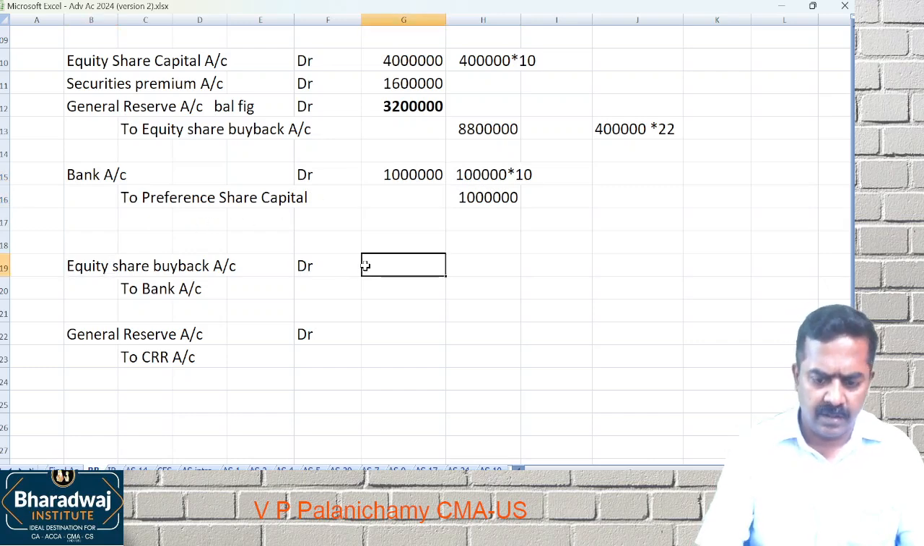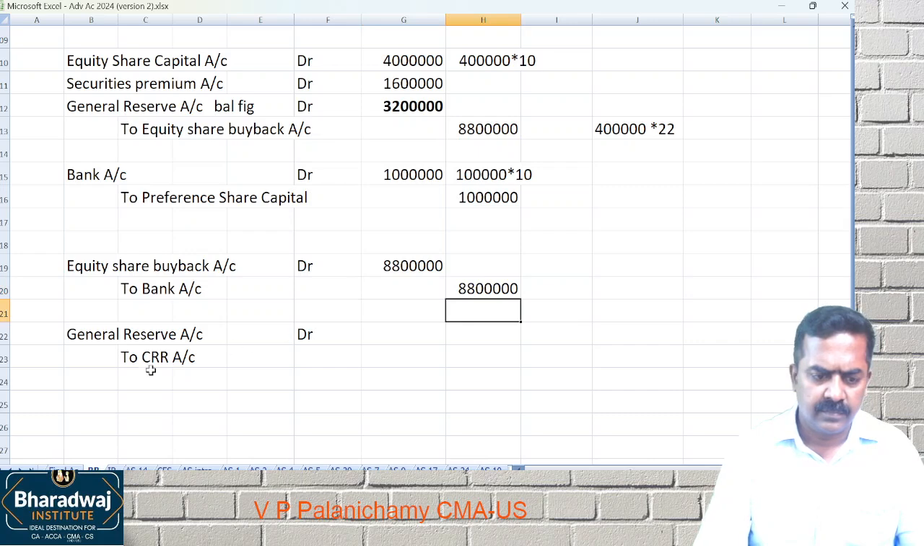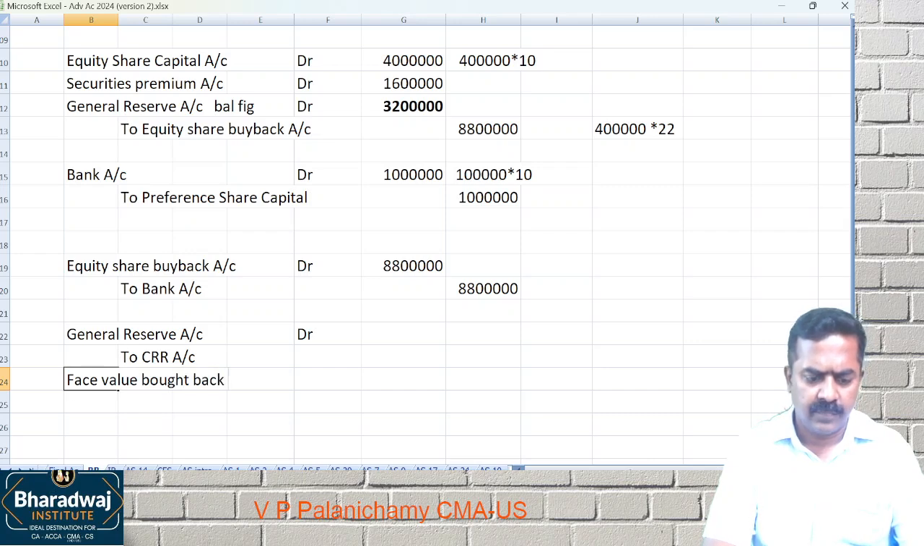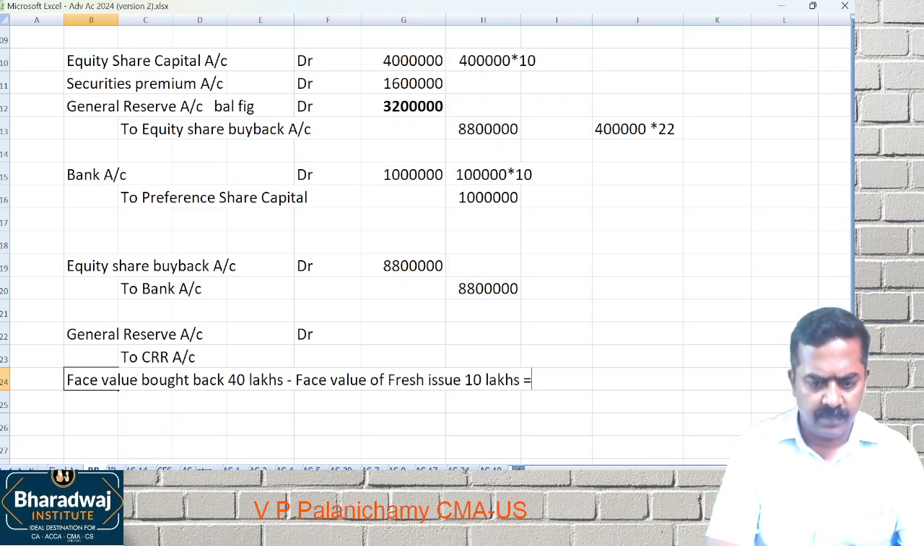We pay the money. How much do we have to pay? How much do you have to create CRR? What is the face value purchased? 40 lakhs minus face value of fresh issue. Therefore, CRR required will be 30 lakhs.